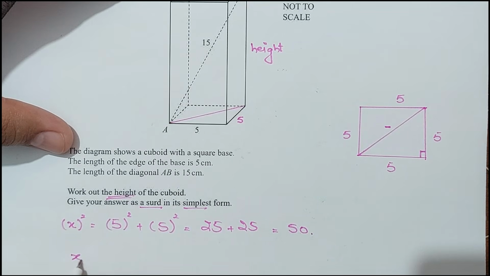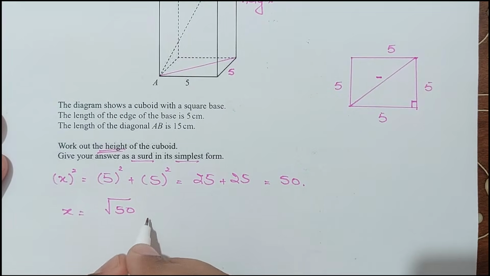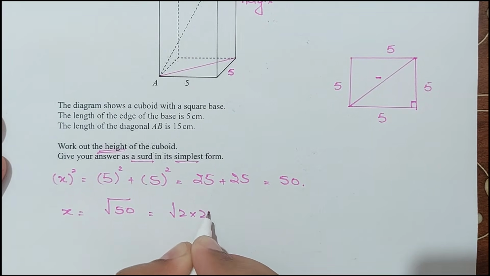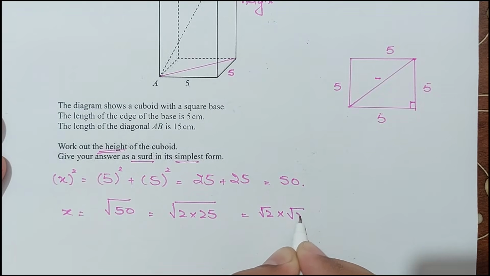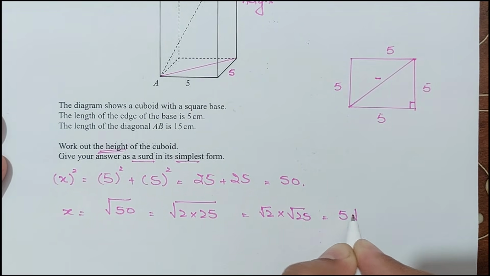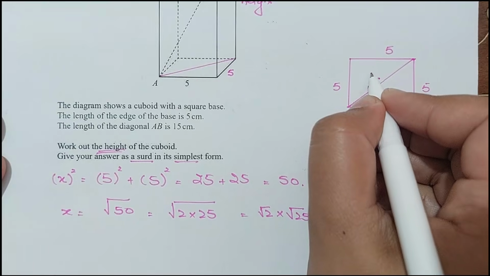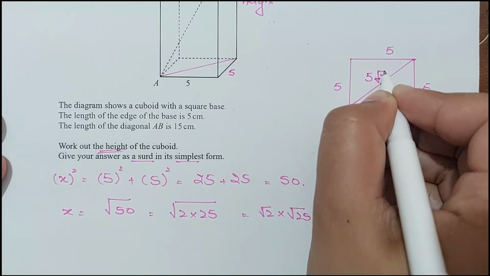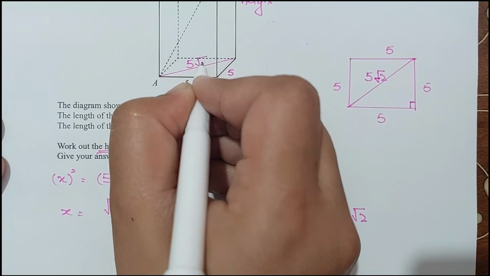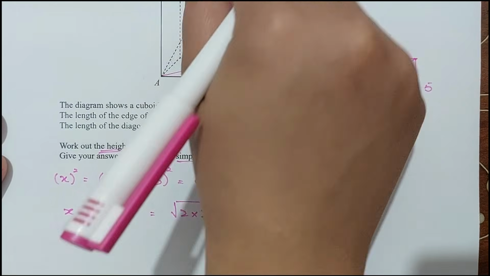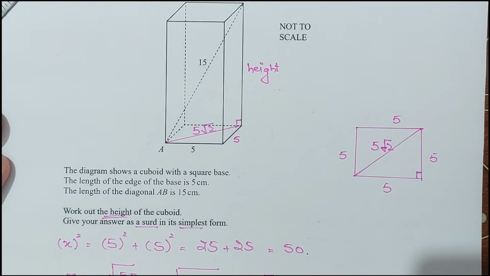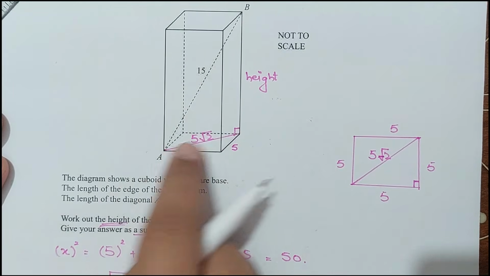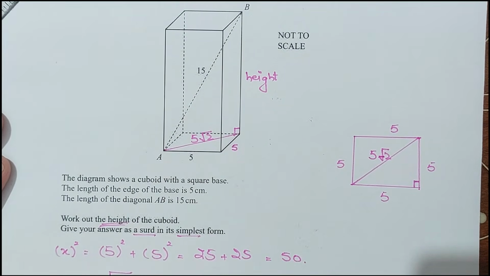Okay, so what is x? X is root 50. 50 is 2 times 25. So root 2 times root 25 is 5. So 5 root 2 is x. This length is 5 root 2. This length is 5 root 2. Now we have this length, we have this length. We can easily find out the height because it is also a right angle triangle, right? The hypotenuse is 15, the base is 5 root 2, and this would be the height.